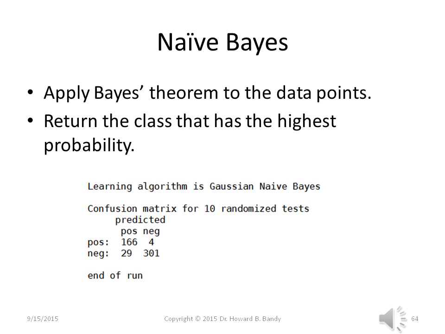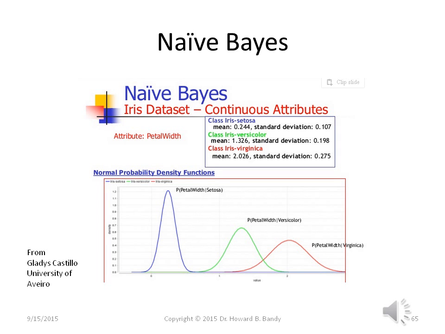Naïve Bayes applies Bayes' theorem to the data points, and it returns the class that has the highest probability. Now, there are 33 off-diagonal points. Here is a graphic of the mathematics that's used. The petal width for Setosa, petal width for versicolor, and petal width for Virginica are each displayed, and when a new petal width comes in, it's measured, and the result that it's given is determined by which is most likely based on the probability density function.